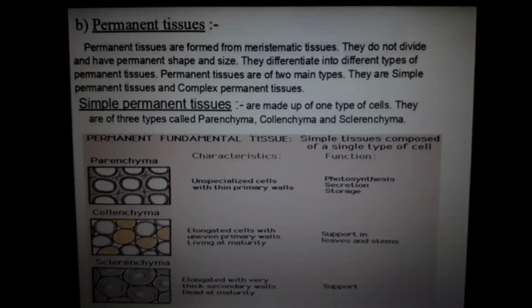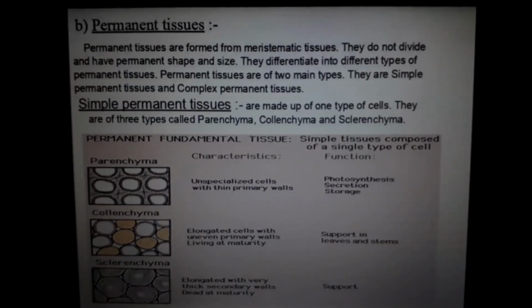Okay. So, what were we discussing yesterday? We were discussing meristematic tissues, isn't it? Apical, lateral, and intercalary meristematic tissues. We already discussed that. I hope you all understand it very well.